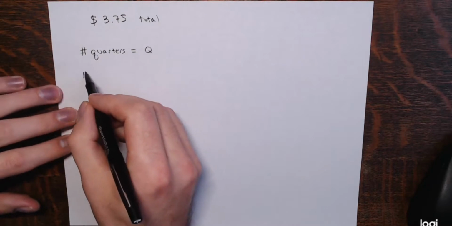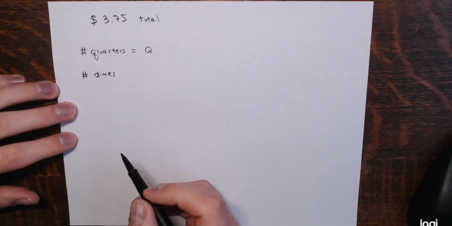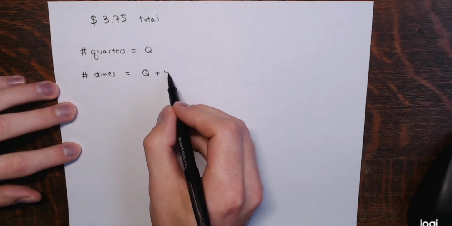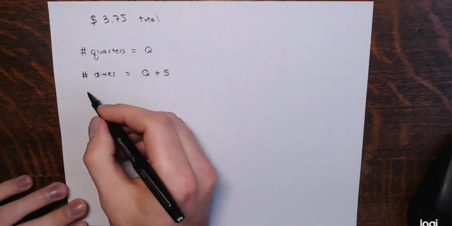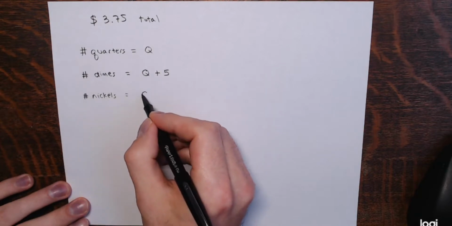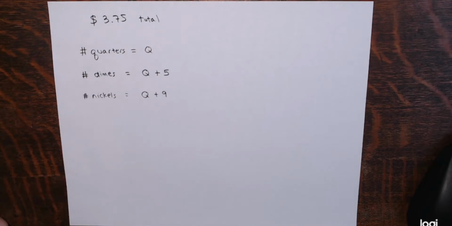Now they said the number of dimes was 5 more than quarters. There are 5 more dimes than quarters. So it's the number of quarters, plus 5. That's how many dimes he has. And he has 9 more nickels than quarters. Right, so the number of nickels is the number of quarters plus 9. Right? Q plus 9. Alright, and then how many of each coin does he have? Right, how many quarters, how many dimes, how many nickels?